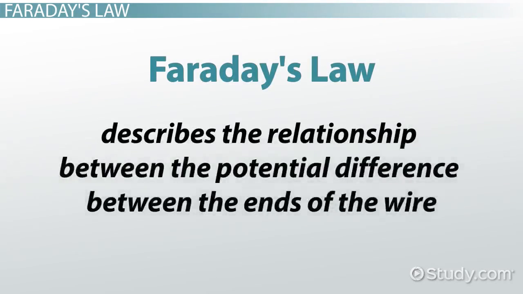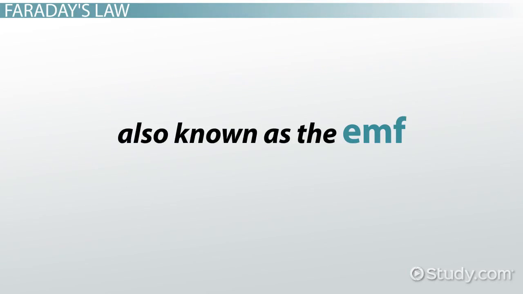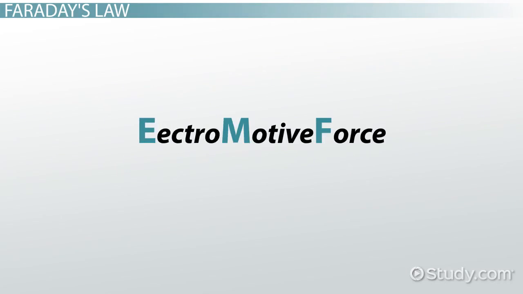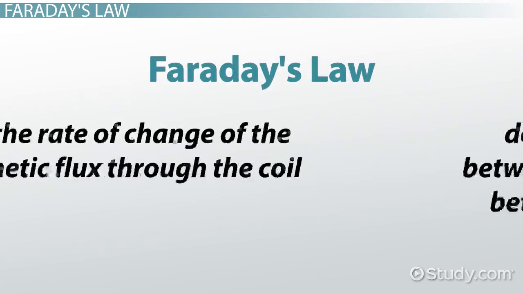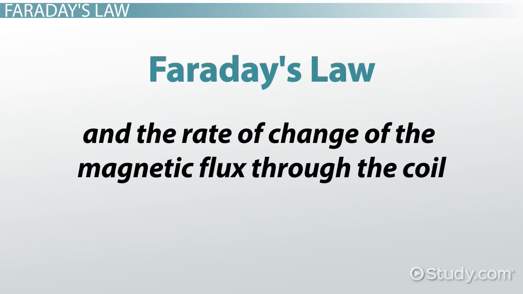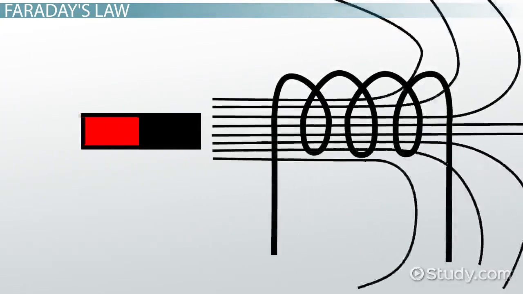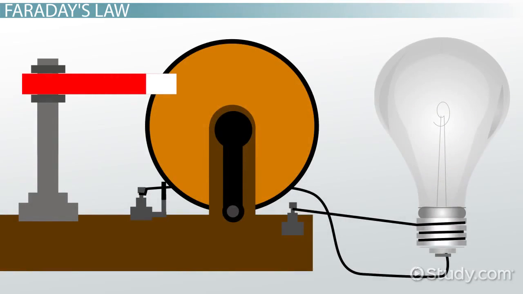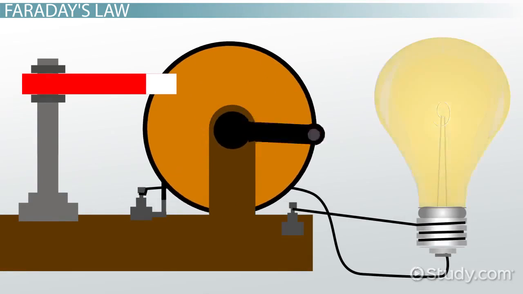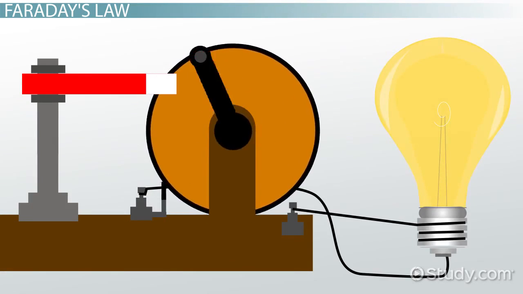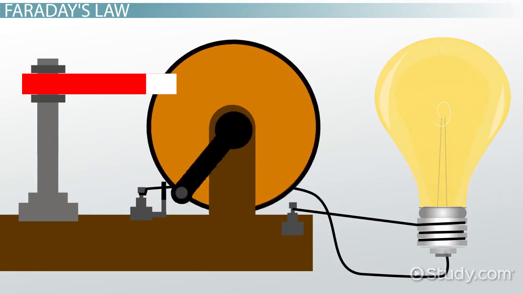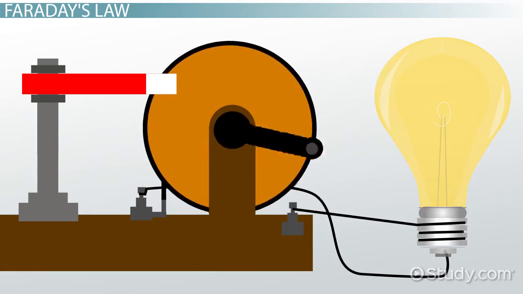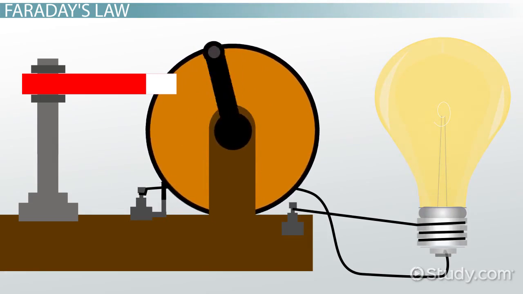Faraday's law describes the relationship between the potential difference between the ends of the wire, also known as the EMF, which stands for electromotive force, and the rate of change of the magnetic flux through the coil. This induced voltage will cause current to flow in the wire, but remember that this will only happen if there is a change in magnetic flux. It's not enough simply to have a wire in a magnetic field, but the field must be changing in some way. Remember that before you can calculate the induced EMF using Faraday's law, you'll first have to calculate the magnetic flux using our first equation.